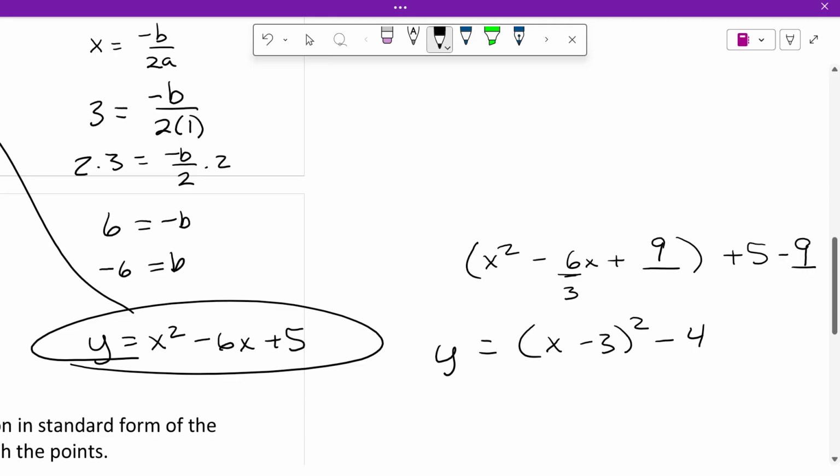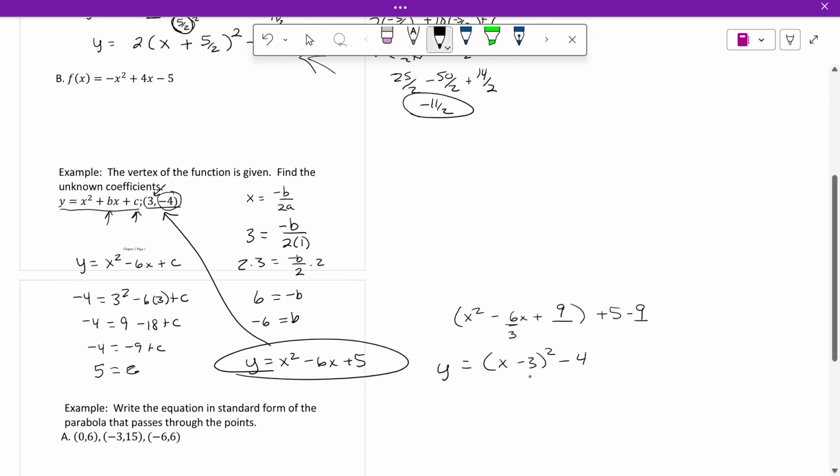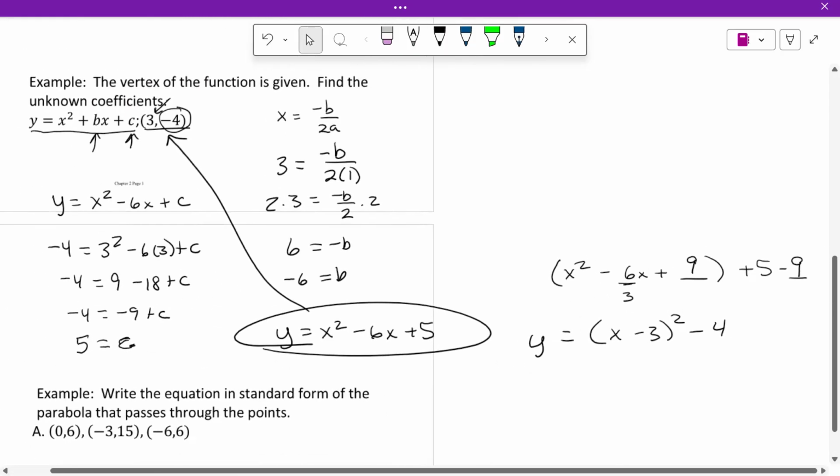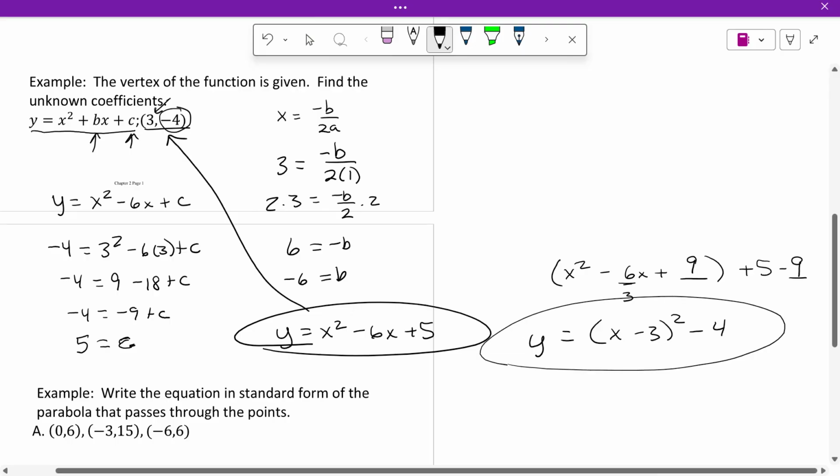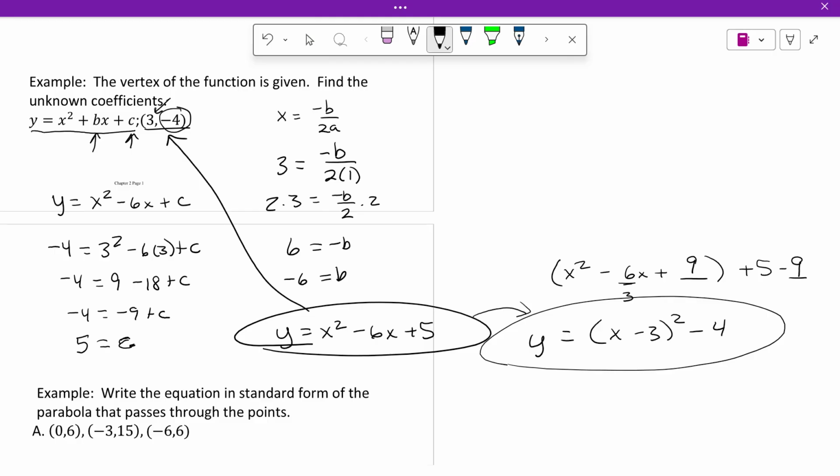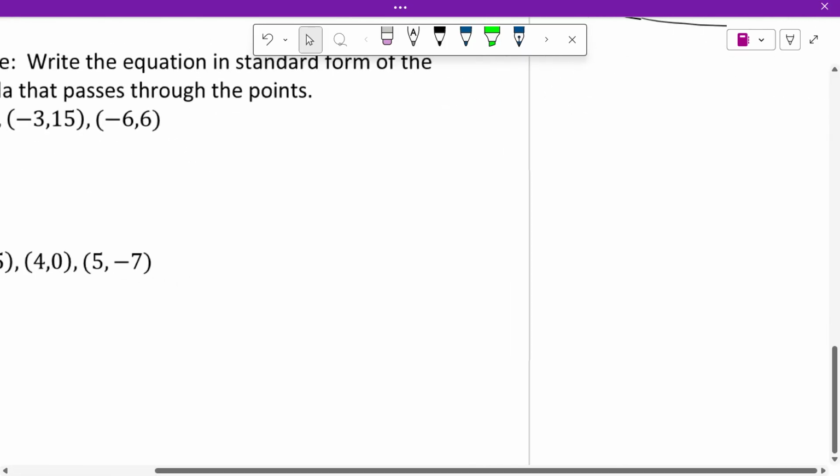See how the vertex is opposite of 3, same as 4. Opposite of 3, same as 4. 3, negative 4. Okay? These are basically the same equations for the same functions, but they look totally different with different numbers.